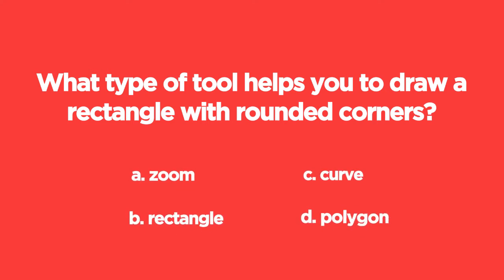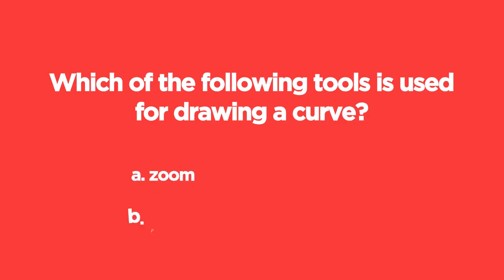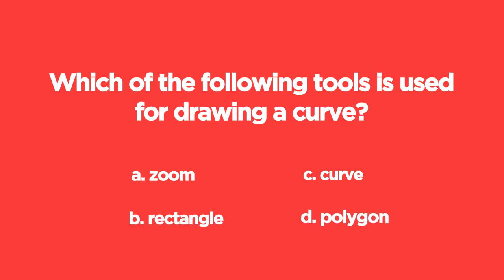Number 5. What type of tool helps you to draw a rectangle with rounded corners? A. Zoom. B. Rectangle. C. Curve. D. Polygon. The correct answer is letter B. Rectangle. Number 6. Which of the following tools is used for drawing a curve? A. Zoom. B. Rectangle. C. Curve. D. Polygon.